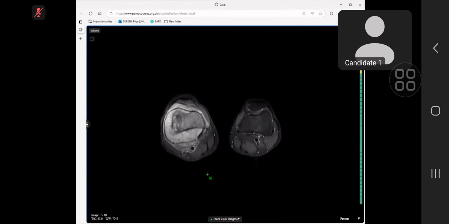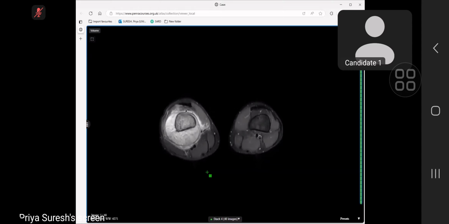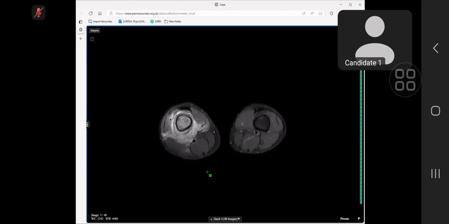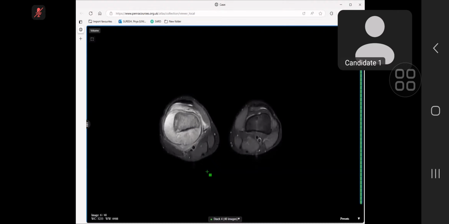On STIR images, there is an aggressive lesion in the right lateral femoral condyle with an associated large soft tissue component, which is bright on STIR images, and there is edema signal in the adjacent muscles. There is no definite infiltration into the adjacent muscles. It is displacing the neurovascular bundle posteriorly. However, the flow voids are maintained.